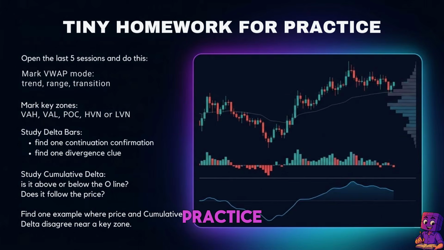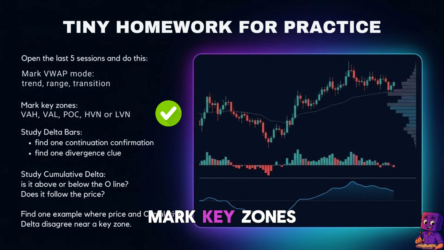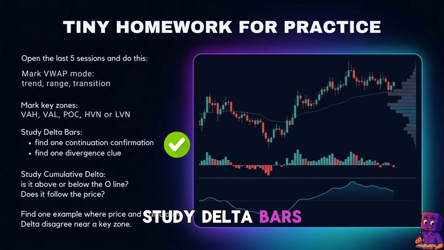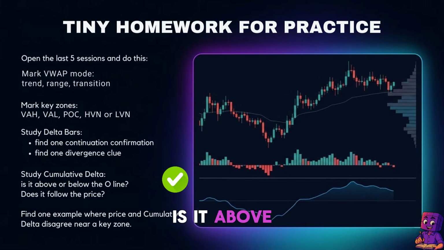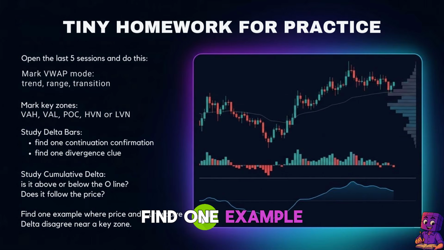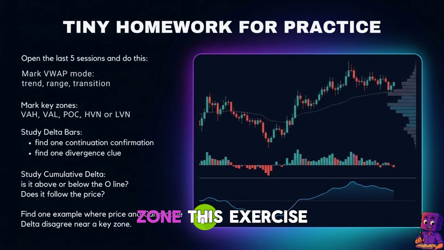Tiny homework for practice. Open the last 5 sessions and do this. Mark VWAP mode: trend, range, transition. Mark key zones: VAH, VAL, POC, HVN, or LVN. Study delta bars. Find one continuation confirmation. Find one divergence clue. Study cumulative delta. Is it above or below the zero line? Does it follow the price? Find one example where price and cumulative delta disagree near a key zone. This exercise alone will make delta click.